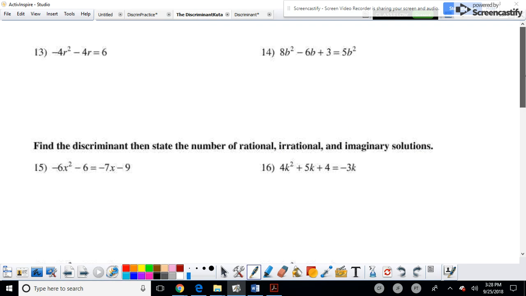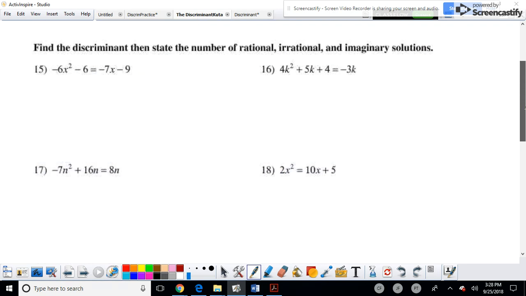Say you get a problem like this. Let's look at number 15 right here. Now, I'm going to use the discriminant, but something's up. This problem doesn't look like the rest of them. That's because it's not in standard form. Standard form says that the equation has to equal 0. Well, it doesn't. It equals negative 7x minus 9. Well, if that's the case, we just have to make it equal 0. No big deal, right? So let's just make that equal 0.